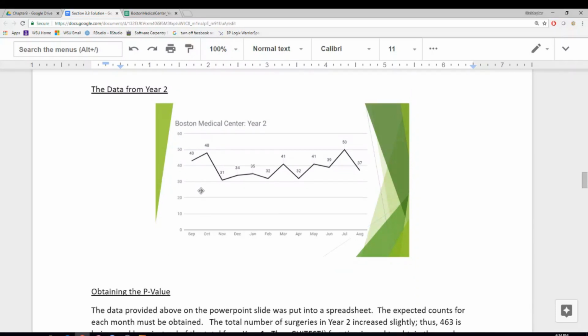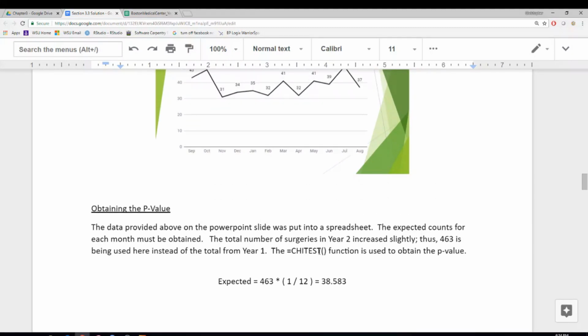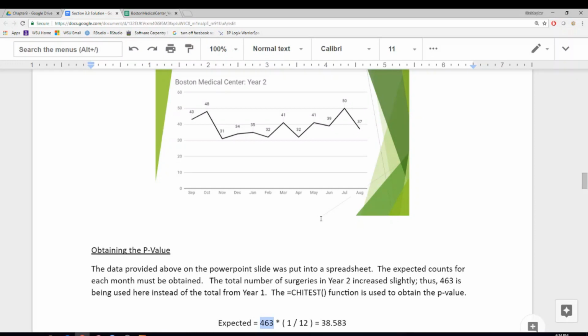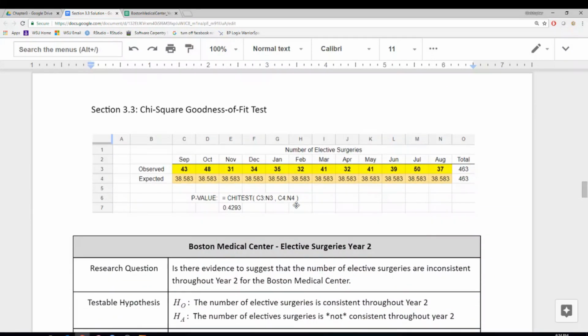We need to take those numbers, the 43, 48, 31, 34, all the way through 37. I need to put those into a spreadsheet. I need to first compute the expected quantity. Now notice that the number of surgeries in year 2 is slightly higher than what we saw in year 1. So I'm using 463 here because that is the total number of surgeries that occurred in year 2. I need to take 463 and multiply that by 1/12 again. So now my expected quantities for each month are at about 38 or 39. So I need to put those into my spreadsheet as well.